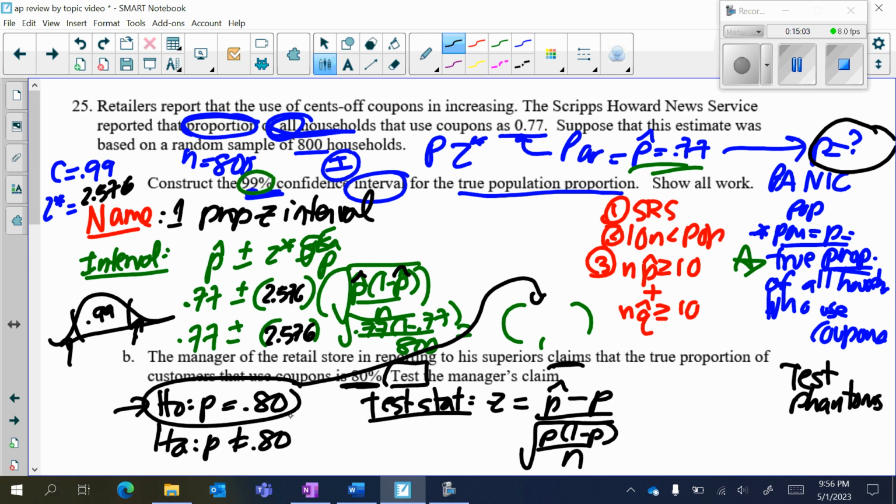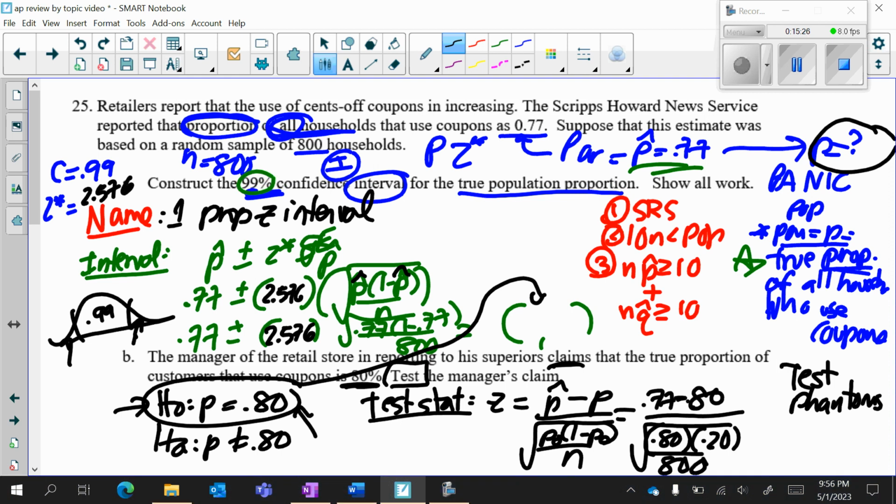Above in part A, I plugged in P hat in this formula. But here, we're claiming that the true proportion now is 0.80 in the null. So you're going to use your claim from the null. That's why I'm putting a sub-0 there. Your P hat was 0.77. Your P is 0.80. So you're going to do 0.77 minus 0.80 over the square root of 0.80 times 1 minus 0.80, which is 0.20, over the sample size 800.